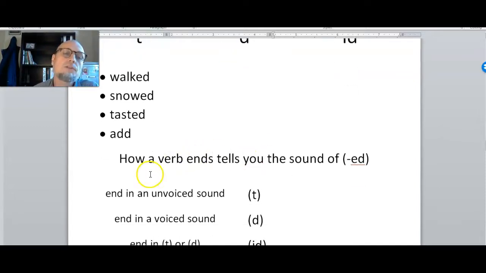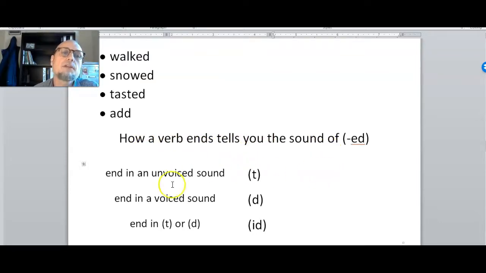How a verb ends tells you the sound of ed. So here's the rule. If it ends in an unvoiced sound, we use the sound t to pronounce ed. If it ends in a voiced sound, it ends with d. And the last one, if it ends in t or d, the sound is id.